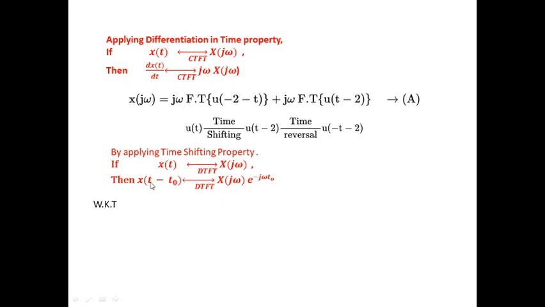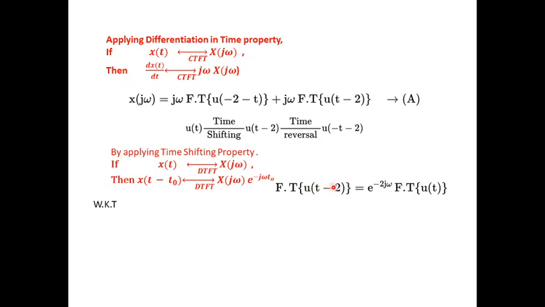So if a signal is shifted by t naught in the time domain, then its spectrum gets multiplied by e power minus j omega t naught. So the Fourier transform of u of t minus 2 is equal to e power minus 2j omega into the Fourier transform of u of t. It is a very straightforward inference from this property, right? So this x of j omega is nothing but the Fourier transform of u of t, the original signal. The original signal is u of t.